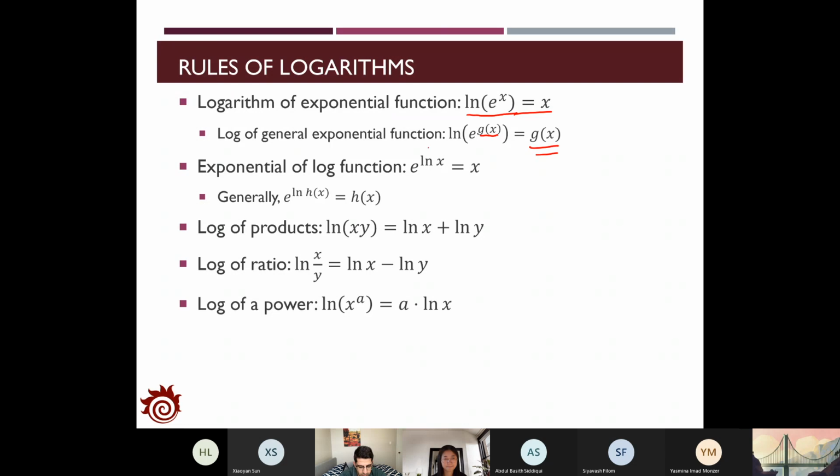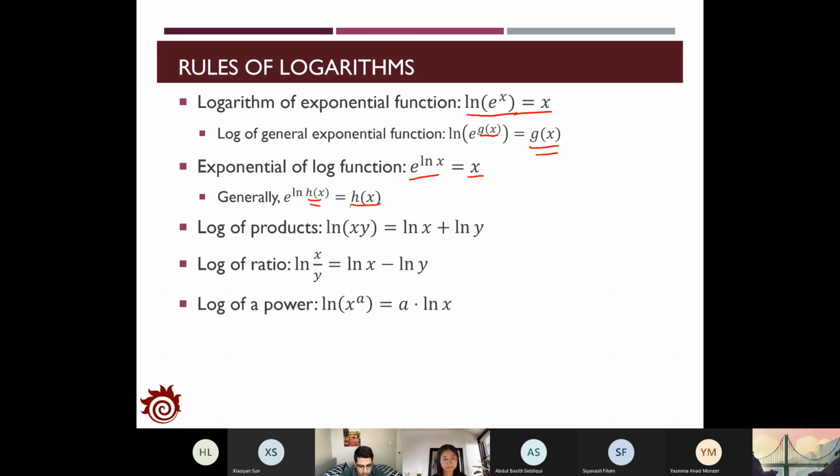And if we have the exponential of ln x, of course it will be x. This is opposite, meaning that the log function is opposite to the exponential function. And of course it can be applied to general functions: the exponential of ln h(x) would be h(x).